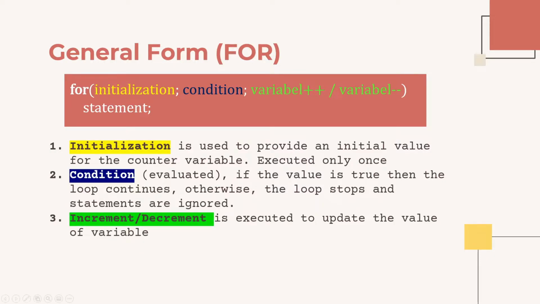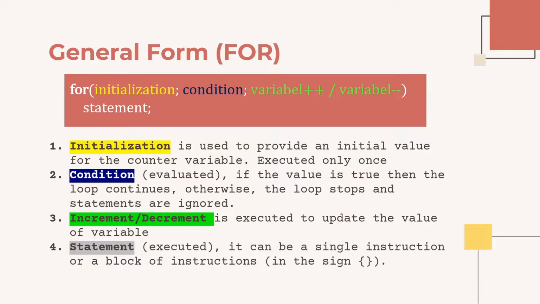And the third is increment or decrement. Increment or decrement is executed to update the value of the variable. It will increase or decrease the value of the variable. And the last is statement. Statement is something that will be executed by the program. It can be a single instruction or a block of instructions within curly brackets.